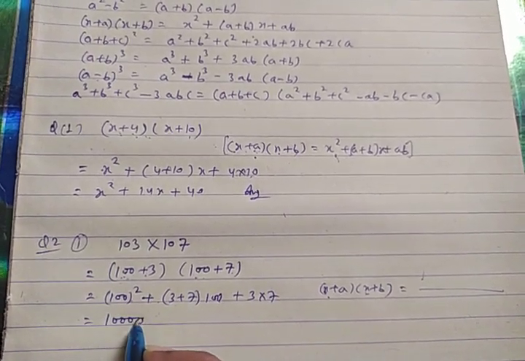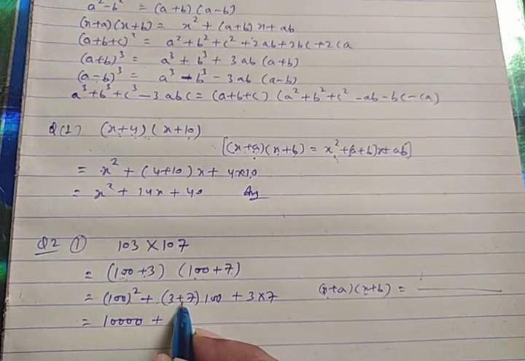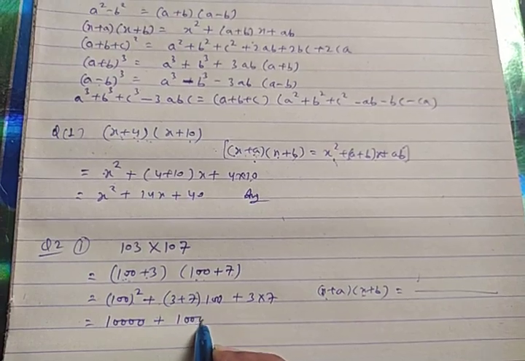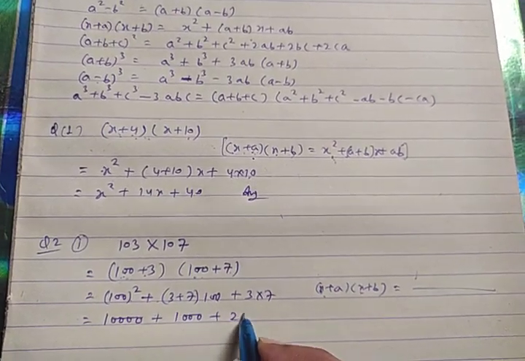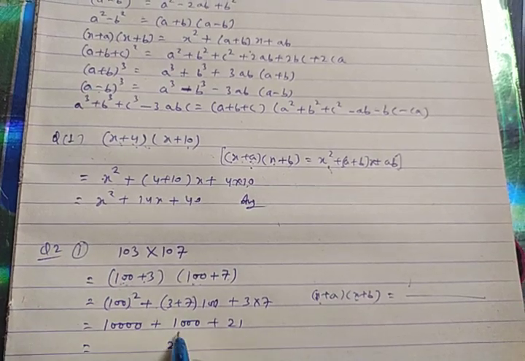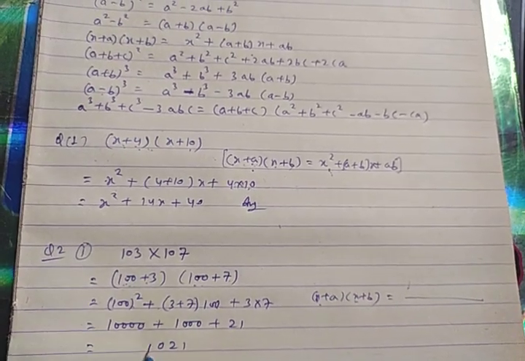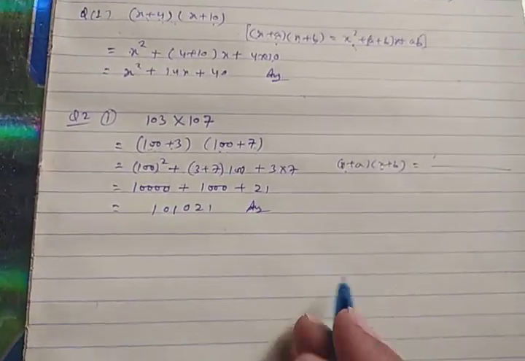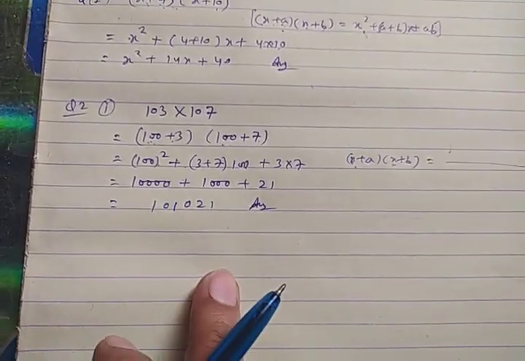10,000. 7 plus 3 is 10, 10 into 100 is 1000, plus 7 threes are 21. Now simply add it. This will become 11,021. This is your answer. This is the application of the formula.